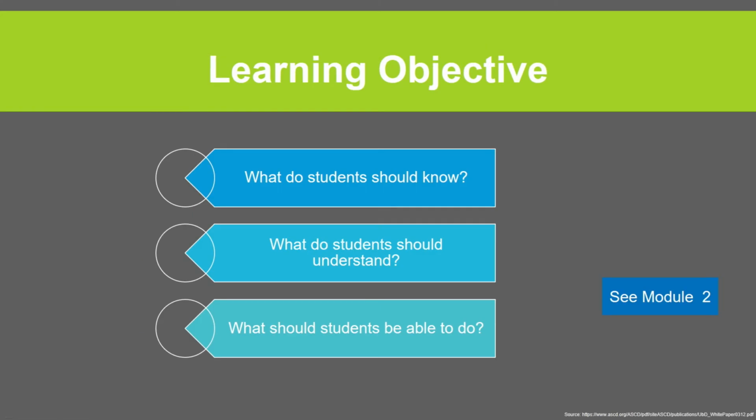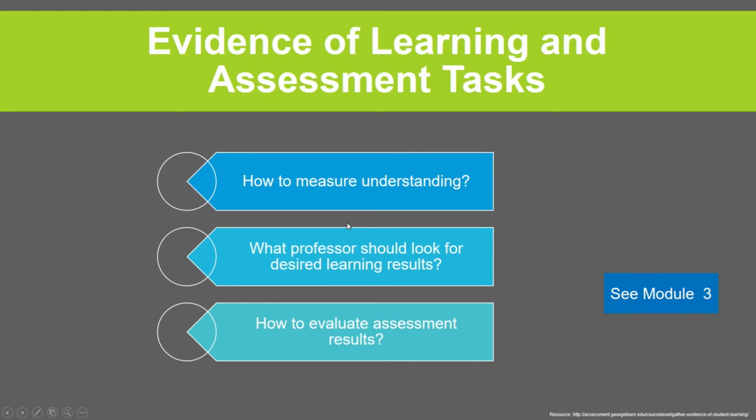So let's begin by identifying, well, what's a learning objective? A learning objective is what students should know. What do students need to know in order to accomplish what you as the instructor are setting out to help them do? What should students understand, as well as what should students be able to do? You can see that these three focus on knowledge, understanding, as well as application. And we will actually then define how to write learning objectives in Module 2.